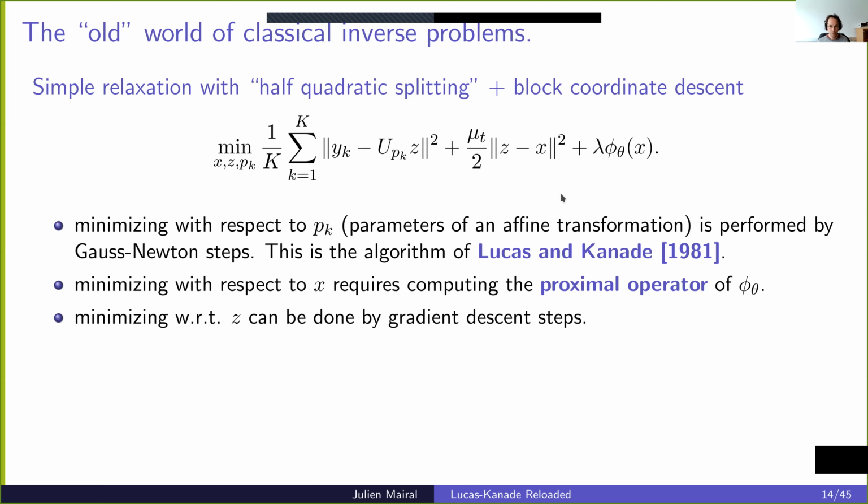Now, when we look at the resulting formulation, there is a specific structure that we can exploit. The first one is to notice that optimizing with respect to the warping parameters pk, for example, there may be an affine transformation of coordinates. If we apply a classical algorithm such as Gauss-Newton to do that, you recover the classical algorithm of Lucas and Kanade. So Lucas-Kanade is basically Gauss-Newton for estimating the warping parameters to align two images.